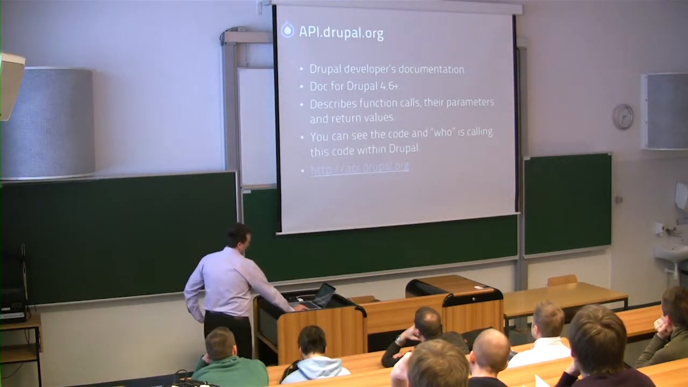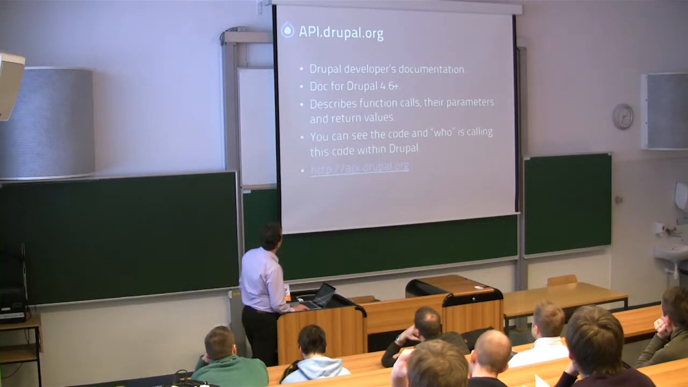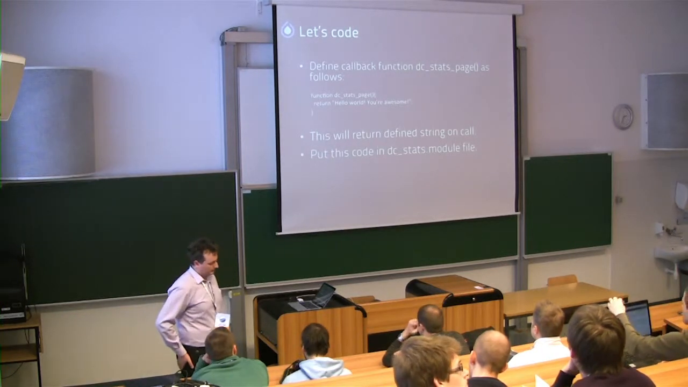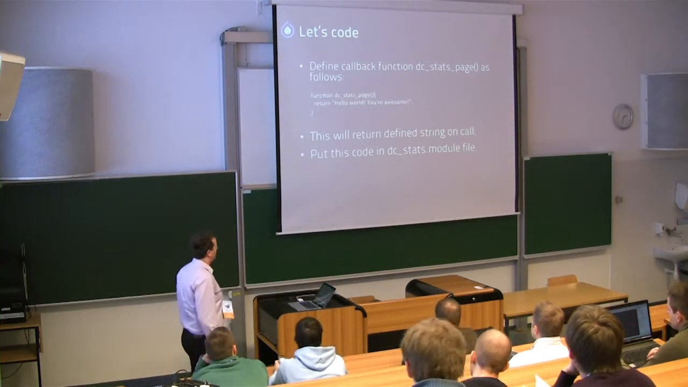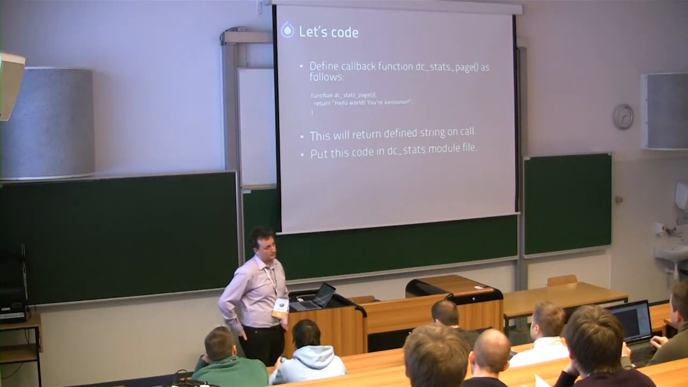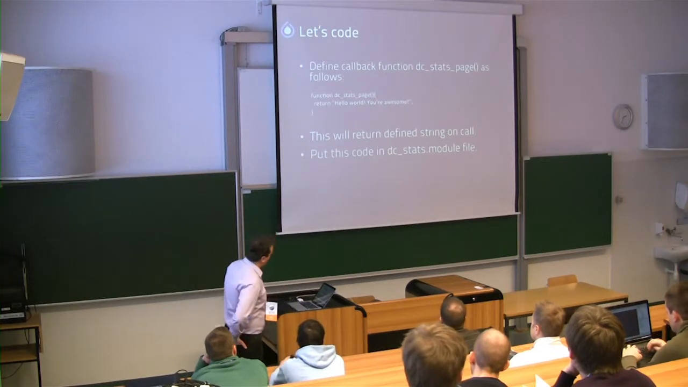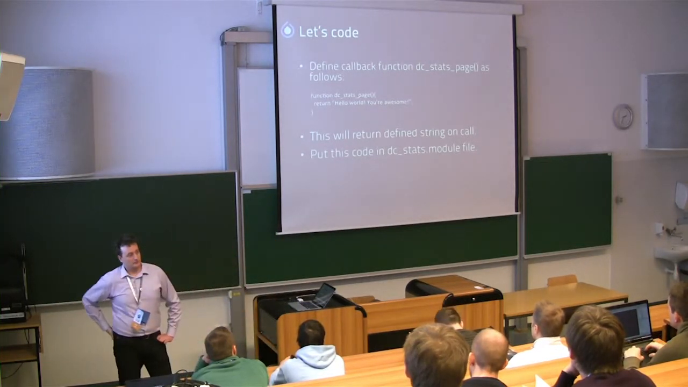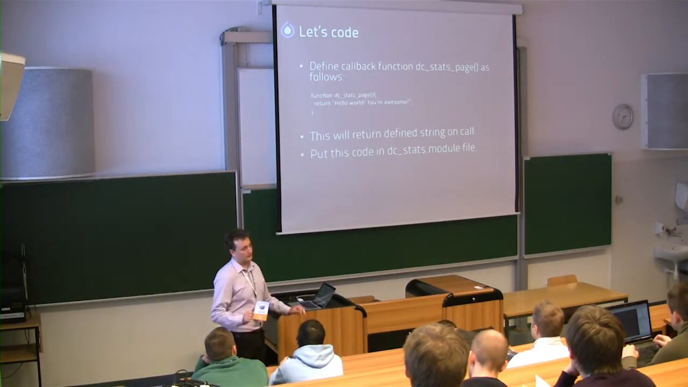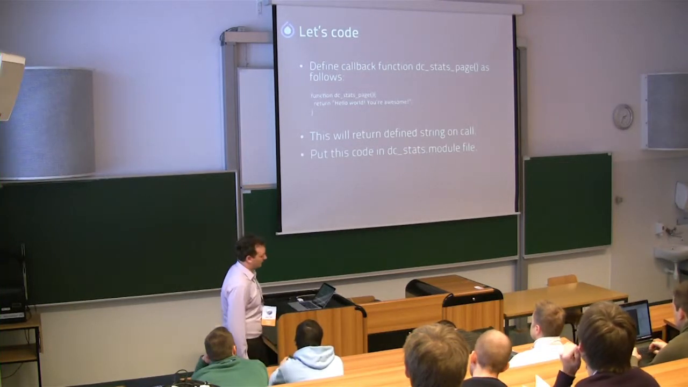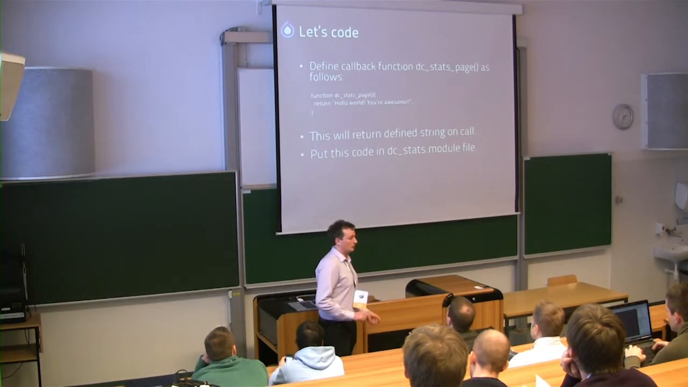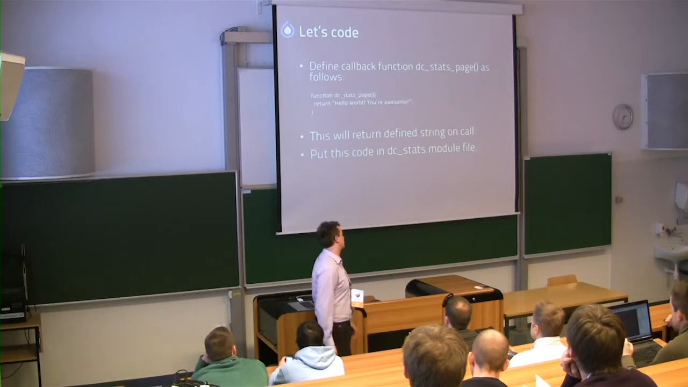Okay, so now we can continue with our development process. So earlier I mentioned this hook called menu, where you define new paths that you want to register in Drupal. This hook needs to return an array of data. A very important one is a callback function. This callback function basically tells Drupal which function to call when this URL is opened in your site.